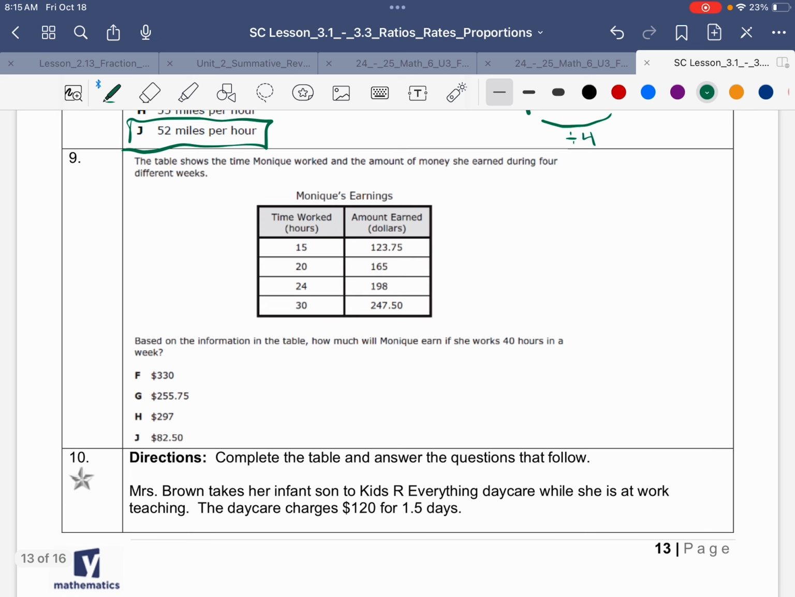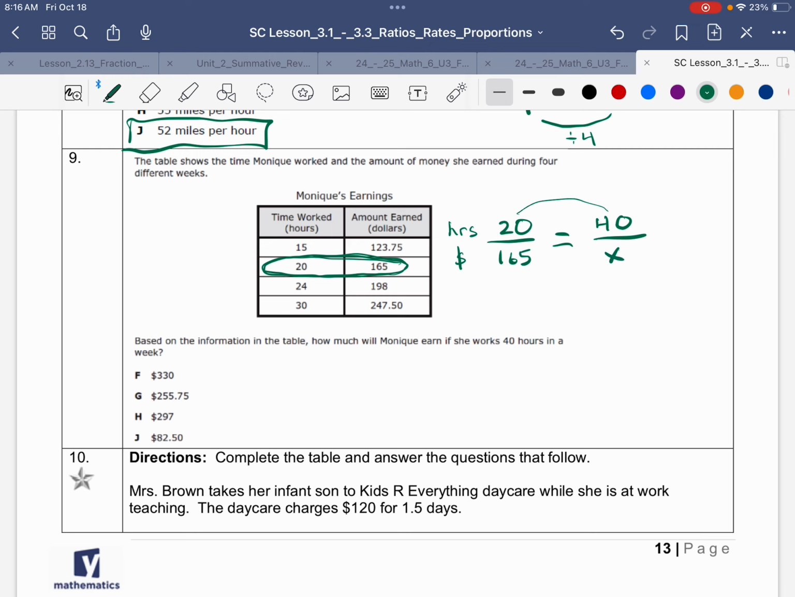All right. The table shows the time Monique worked and the amount of money she earned during 4 different weeks. Based on the information in the table, how much will Monique earn if she works 40 hours in a week? Okay. So automatically, the one I'm going to choose is 20. The reason is I know that 20 is half of 40. So it's going to make our proportion real simple to solve. So 20 for our hours and 165 for, we'll put money. And we're trying to get to 40 hours. And how much money will that be?